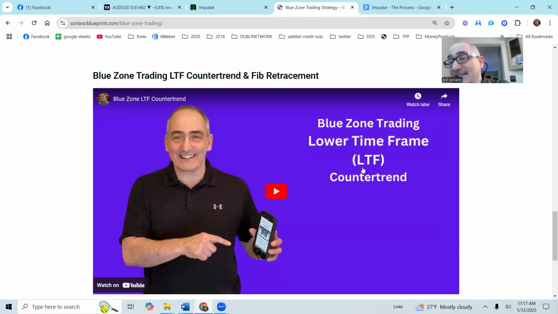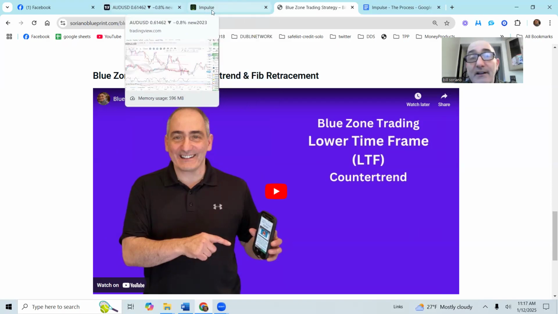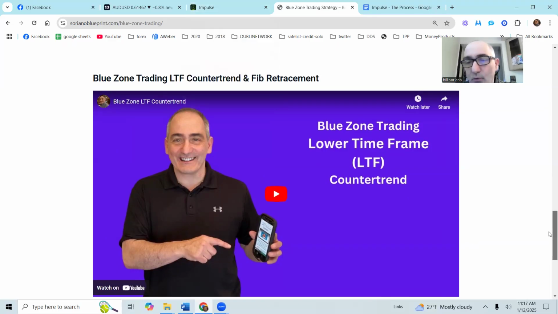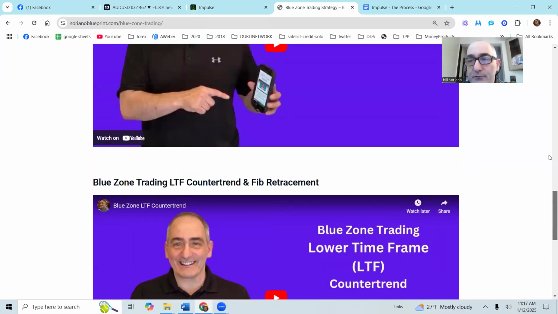But now that we have the impulse strategy, if you're a customer of our company or community that we're with, you can find trades. You can find at least one trade every day using that. So you're not so swamped now, not so pressed to use this lower time frame blue zone strategy.